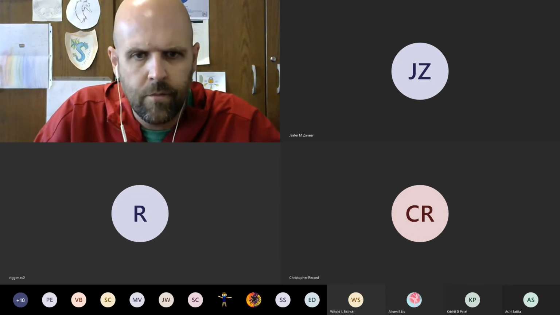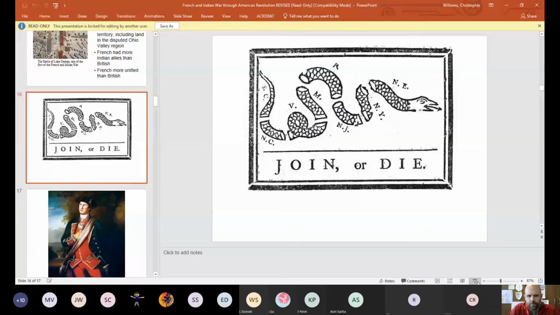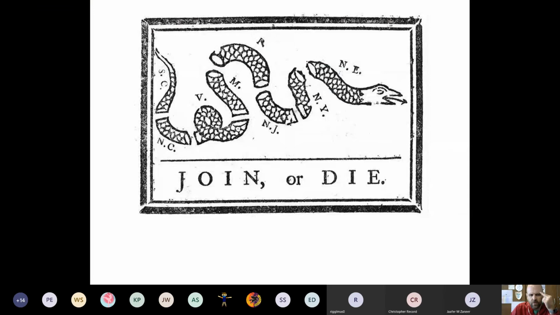a shorter version or a closer version of this political cartoon, because it's really one of the first examples that we see of a political cartoon being used. So this is the famous Join or Die. You've probably seen something like this. It was also used during the American Revolution. And it represents the idea of unity among the colonies.